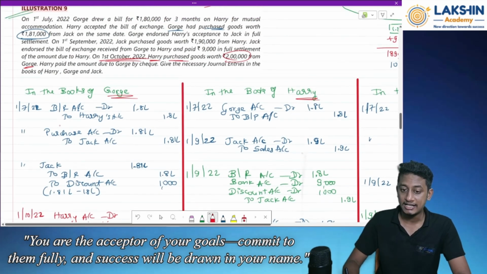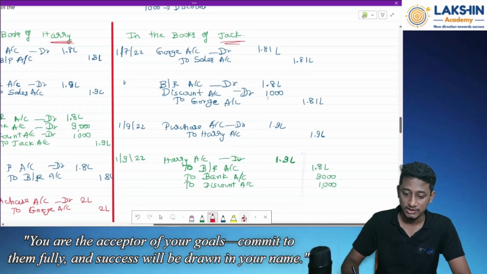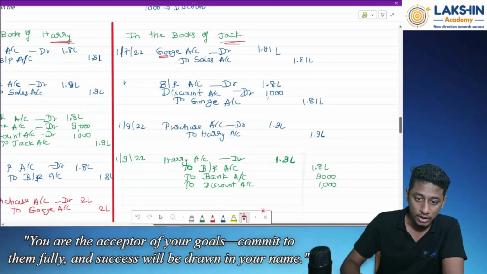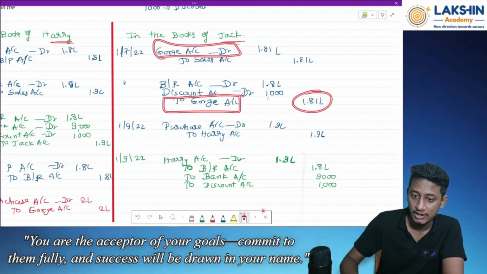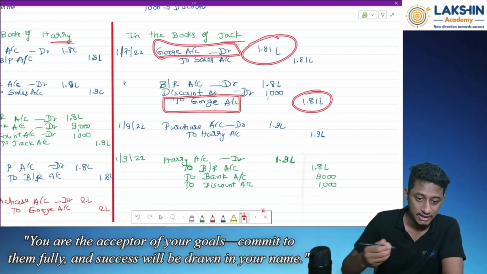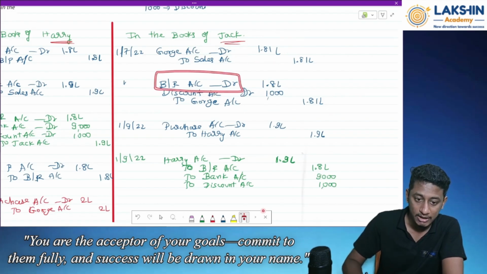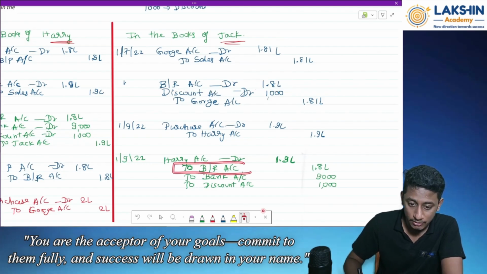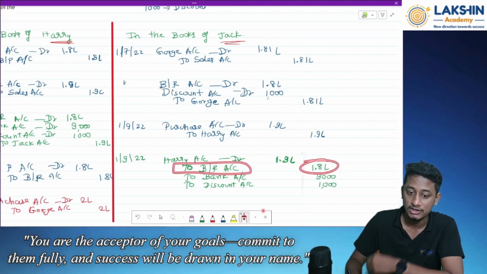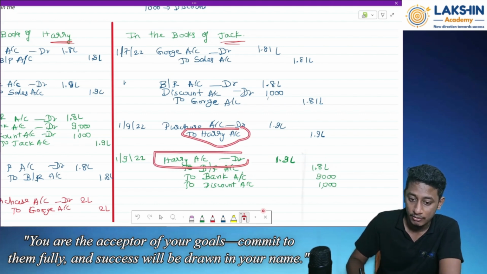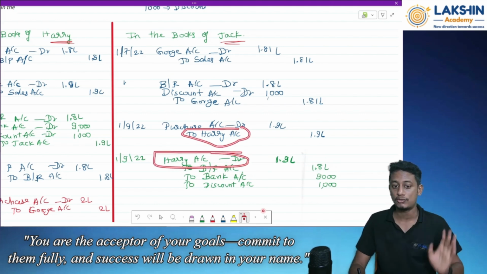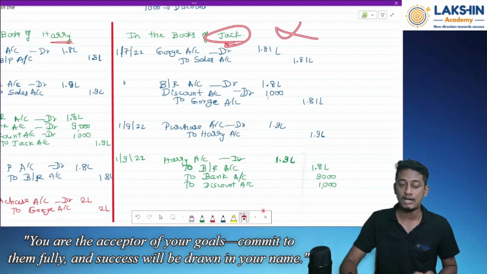Okay. Is Jack concerned with this? No, because in Jack's books, if you see, every transaction is closed. Whatever George's account was opened is closed over here for 1.8 lakhs. Bills receivable account was opened for 1.8 lakhs, which has been reversed over here for rupees 1.8 lakhs. So this is also clear. Harry's account was opened over here and it was debited over here again, so Harry's account is also closed. So in the books of Jack, every account is closed.